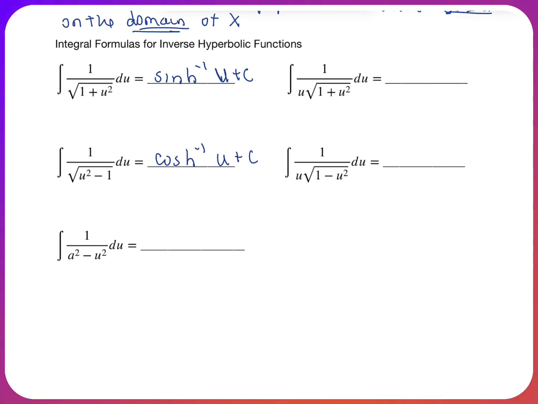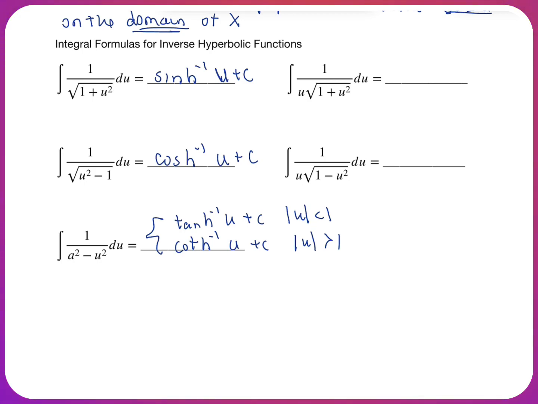Next, I'm going to look at the integral of 1 over a squared minus u squared. So 1 over a number squared minus a variable squared. When I see that pattern, it's either going to be the inverse of the hyperbolic tangent or the inverse of the hyperbolic cotangent, and this is how you figure out which is which. Your answer will be the inverse of the hyperbolic tangent of u plus c if the absolute value of u is less than 1, and it will be the inverse of the hyperbolic cotangent of u plus c if the absolute value of u is greater than 1.